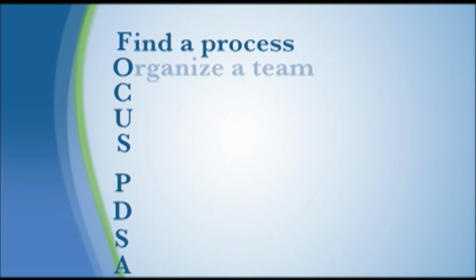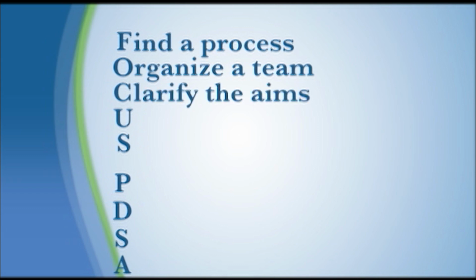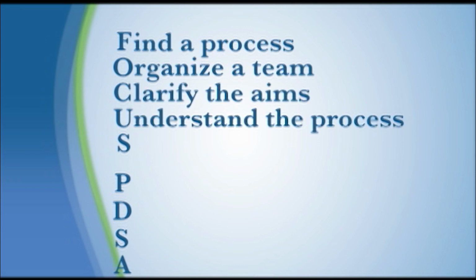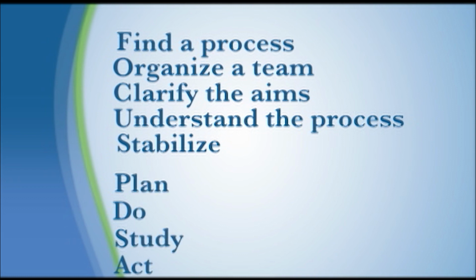Find a process, organize a team, clarify the aims, understand the process, stabilize, then run rapid cycle improvement. Oh, the last step goes back to the guidance team. After the project team has completed their work, it's the job of the guidance team to implement the recommendations. Please pay careful attention to what I just said.